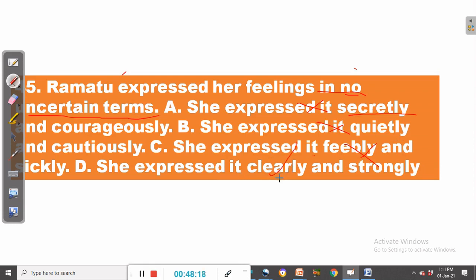This is quite correct, in no uncertain terms, clearly and strongly. So this confirms that our choice is quite correct. We have eliminated the others, and option D gives us the meaning that is very close to the kind of meaning we figured out in our analysis. All right, so that is exactly the way to interpret sentence meanings.